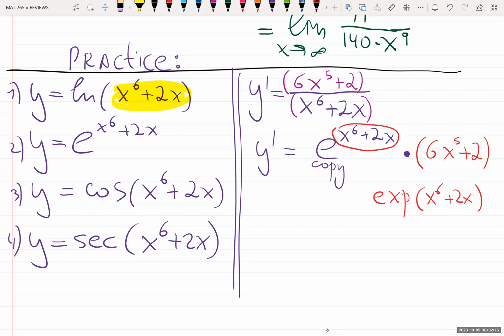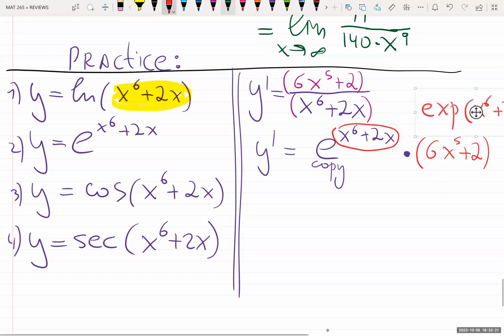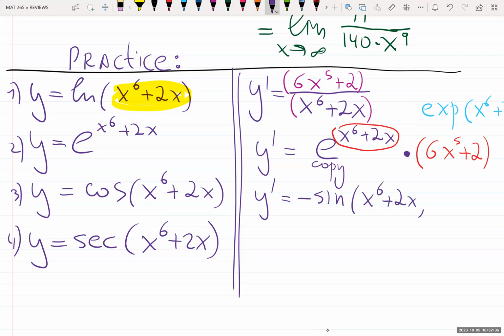Now, cosine is the same thing, but your job is to remember about the negative sign, right? Cosine y prime equals minus sine, copy the stuff inside, times the derivative of the stuff inside.